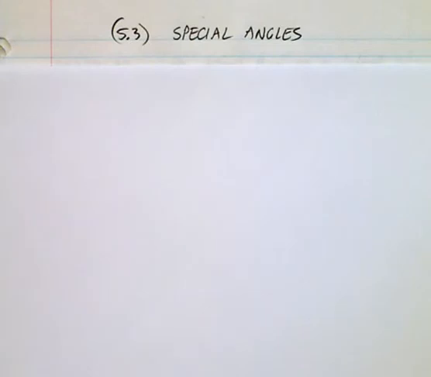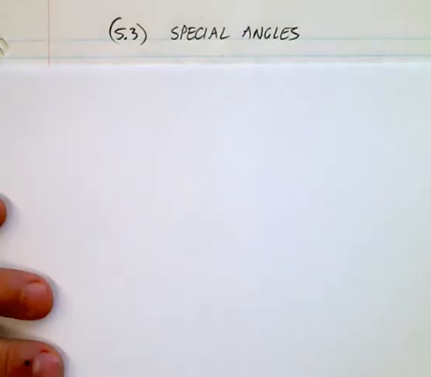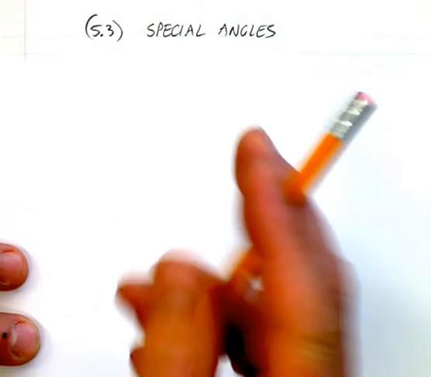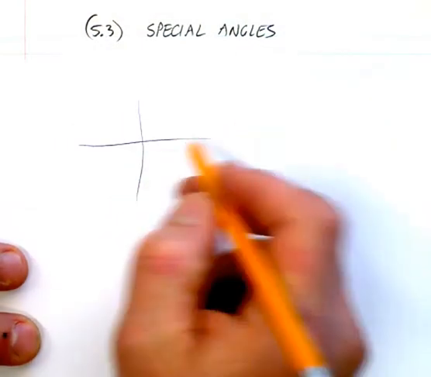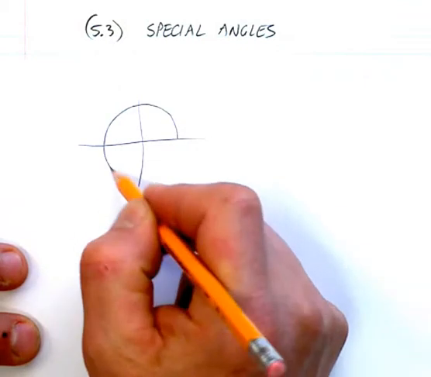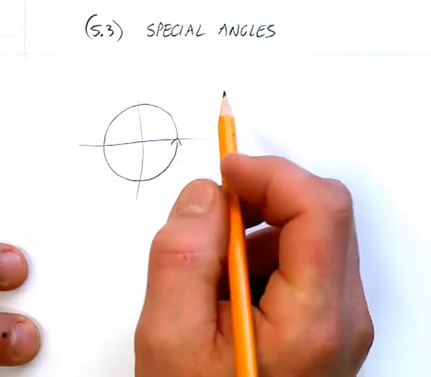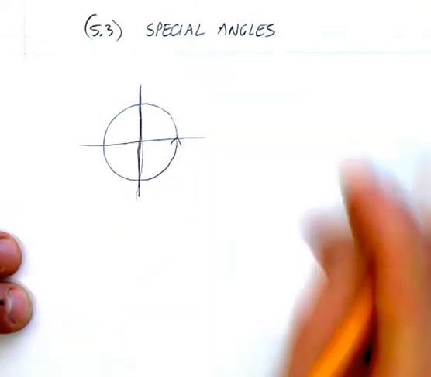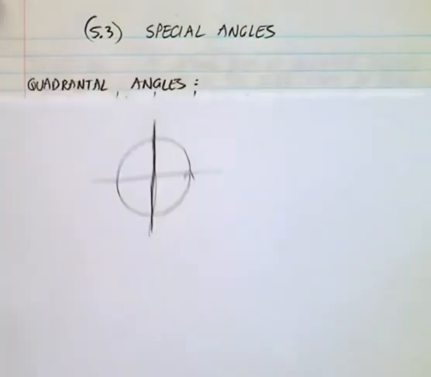Okay, here we go with section 5.3. What we're going to be dealing with now are what we call special angles in a full 360 degrees. So if we're looking at a full rotation here, there are a few situations that require what we call special or exact values. And the first one we're going to look at are what we call quadrantal angles.